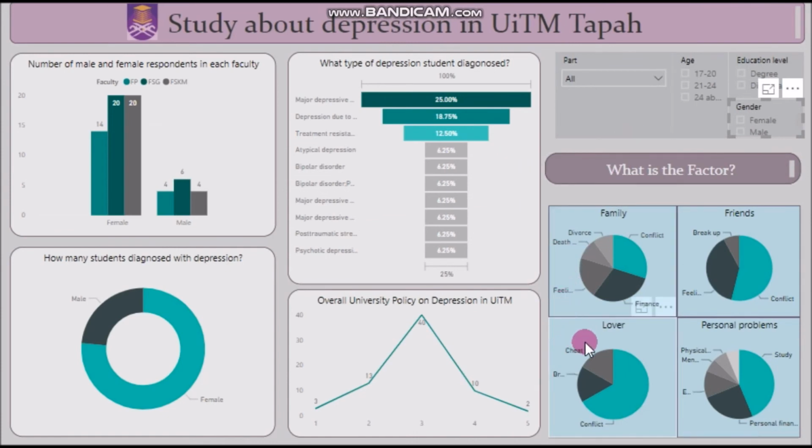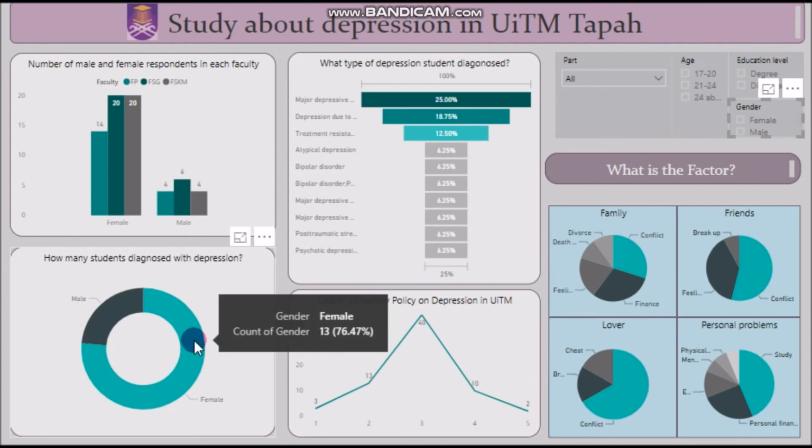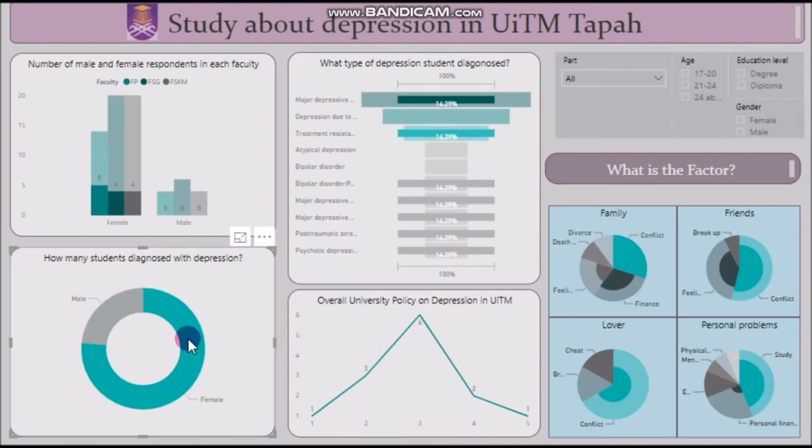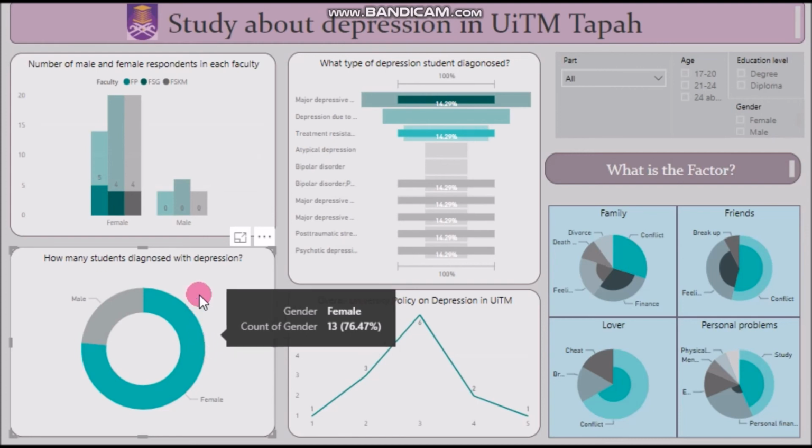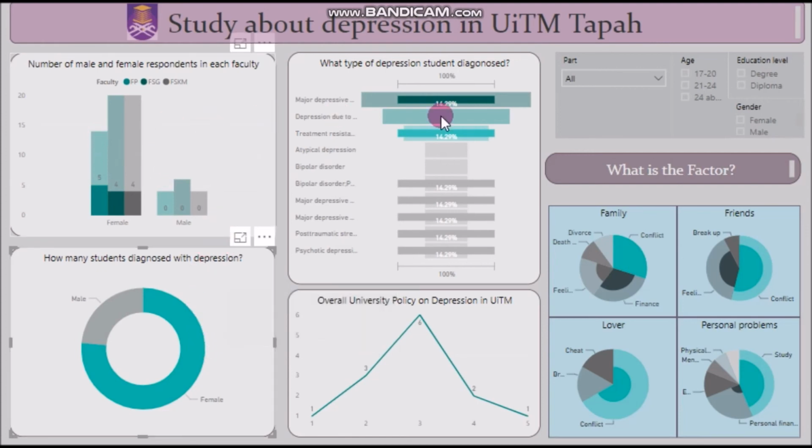Besides, we also can filter the data by clicking the graph. For example, we want to know the female data of those who are diagnosed with depression. So we just click here, and it can filter the data. So here is the data of female students who are diagnosed with depression. The rest we can also click if we want to filter.